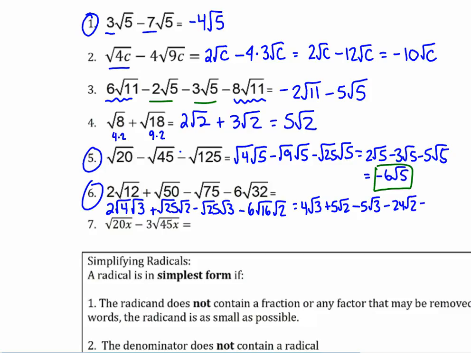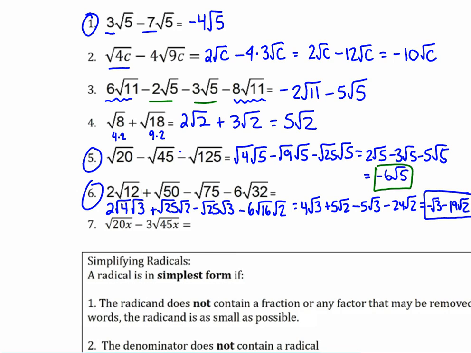And so the final answer you should get, doesn't matter the order, is negative 1 root 3, or negative root 3, minus 19 root 2. Yeah, you can write the negative 1. It's not needed, but you can.